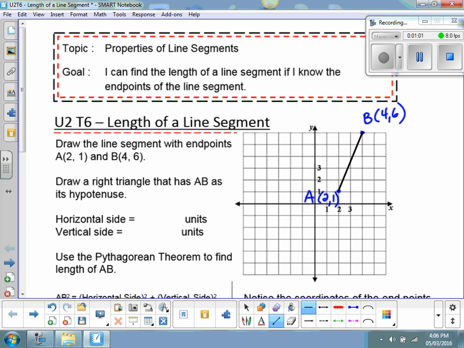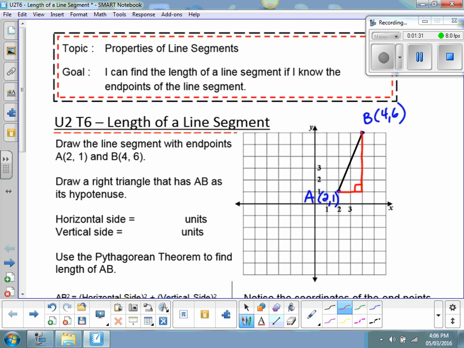Now we're being asked to draw a right triangle that has AB as its hypotenuse. So I'm going to draw a line across the bottom here and a line on the vertical here, and that's a right angle triangle. And the hypotenuse of that triangle is the side AB.